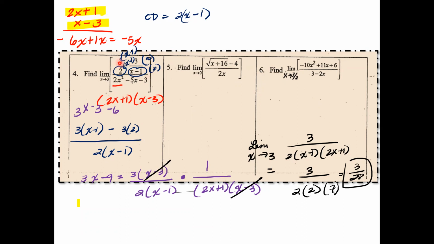So then if you distribute, 3 times x is 3x, 3 times negative 1 is a negative 3, and then 3 times 2 is going to give me a 6. This is where I'm at right there.